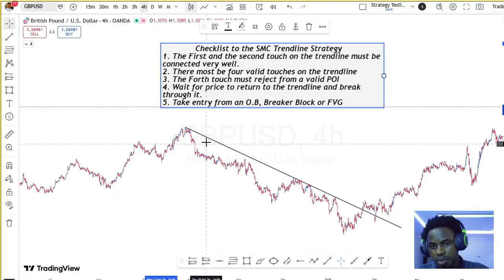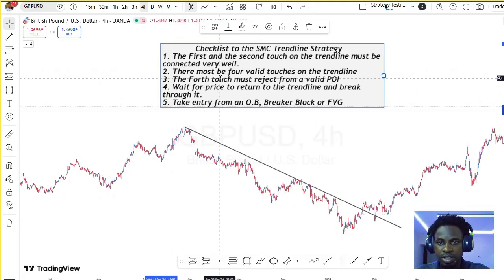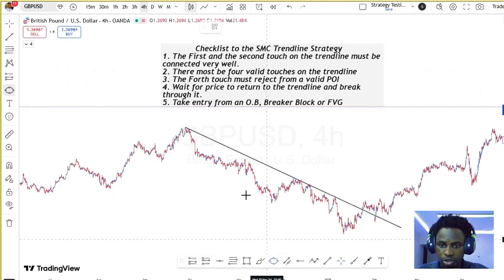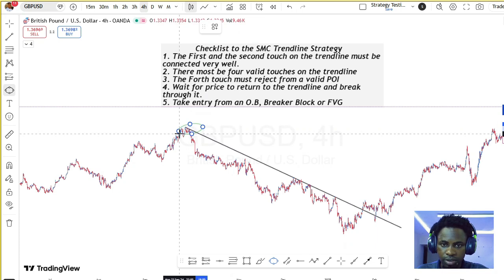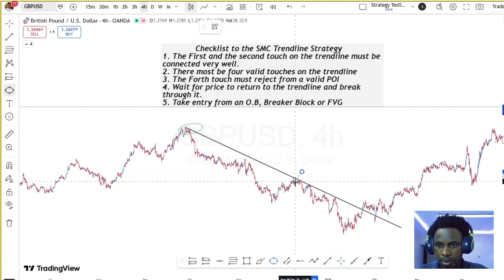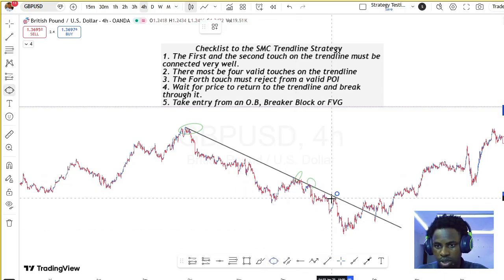All right. So now the second one is: there must be 4 valid touches on this trend line. So now let's count if we have 4 valid touches on this trend line. I'm going to highlight this. We have the first one here. I have the second one here. We have the third one here. So you can see they're very close. And we have the fourth one here.